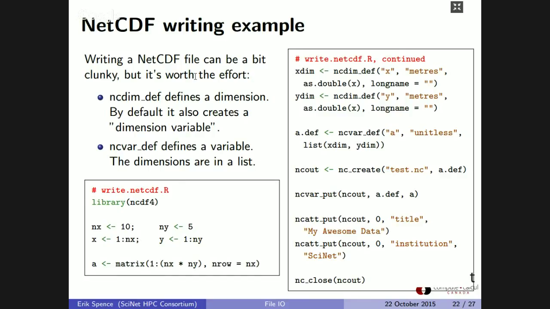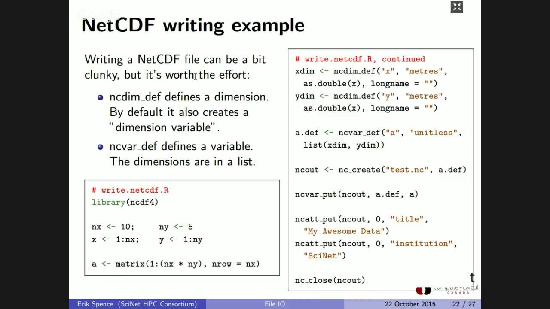I use the ncdim_def function. I'm going to call this x, and I'm going to give it units meters. It's going to be a double, and I'm getting rid of the long name because that's an extra feature that I don't want to use. Same with y, except that should be a y. I have to cut and paste more carefully. Then I create my variable, ncvar_def. I'm defining a variable. I'm going to call it a. It's going to be unitless, and it's going to have these dimensions, x dimension by y dimension. I'm not sure why ncdump reversed them, because this is correct.